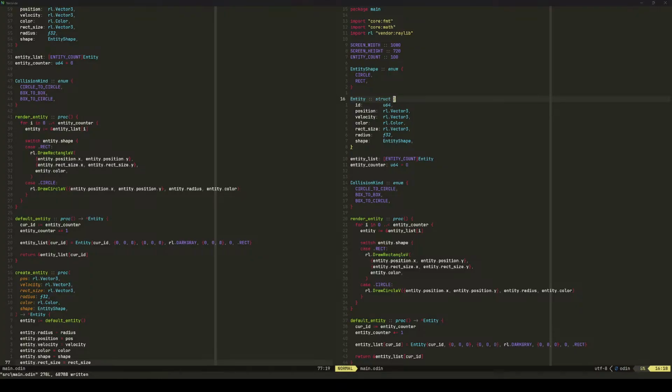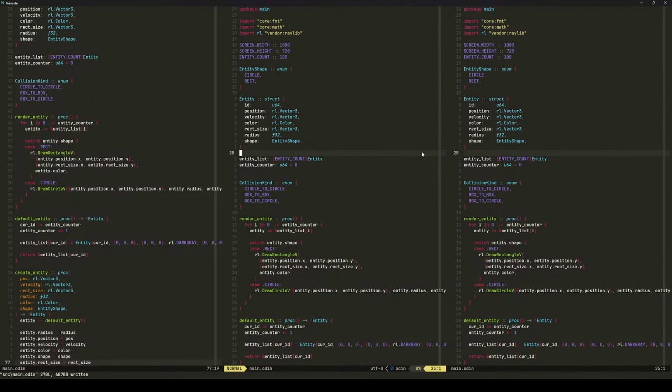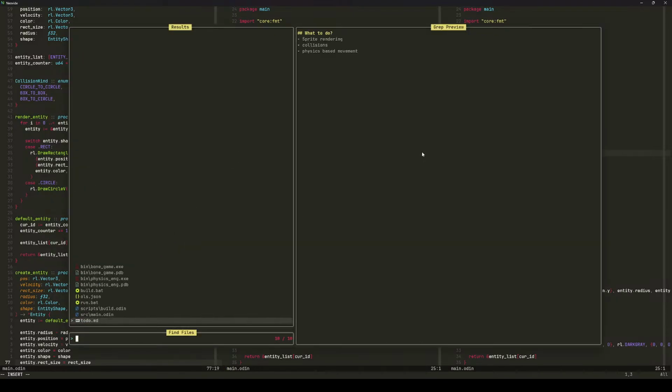This is part two, part three, whatever. I'm trying to implement the physics engine in Odin, and I'll just continue that today. What's the agenda of today? I don't know.